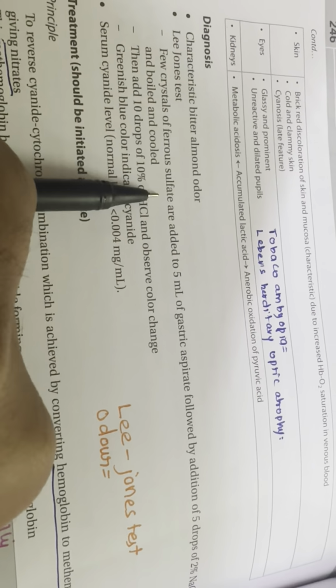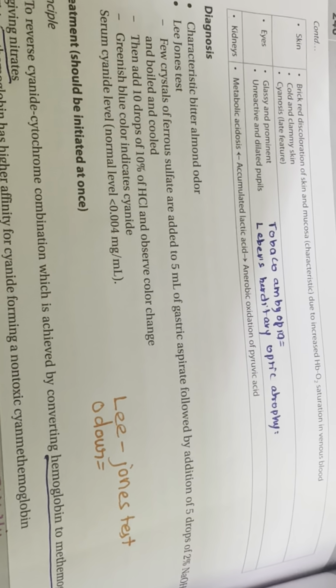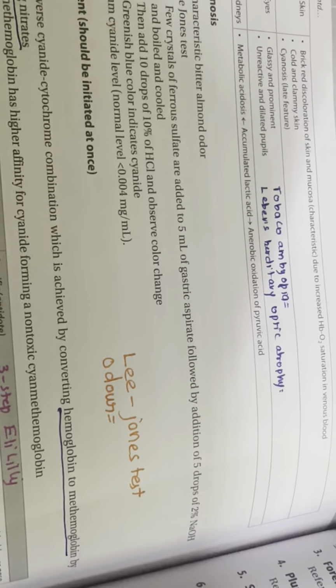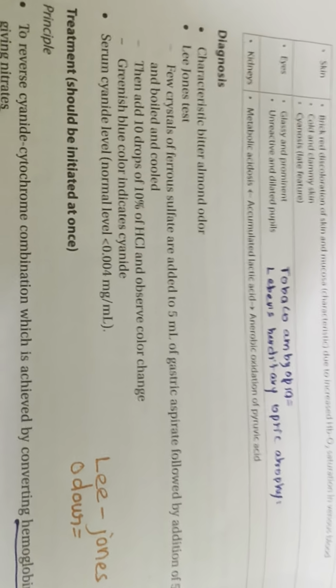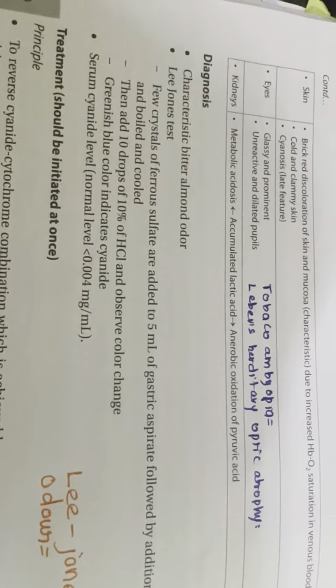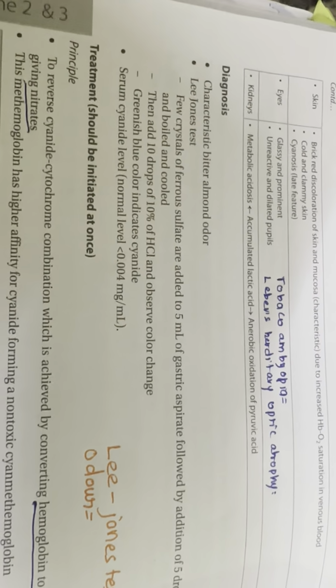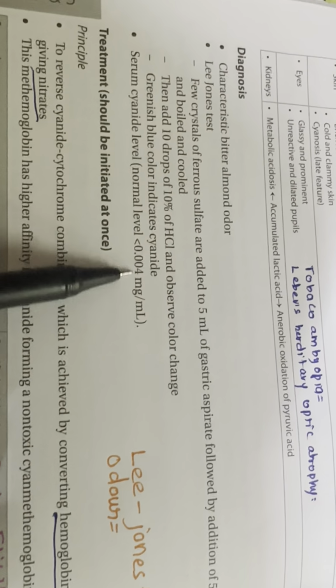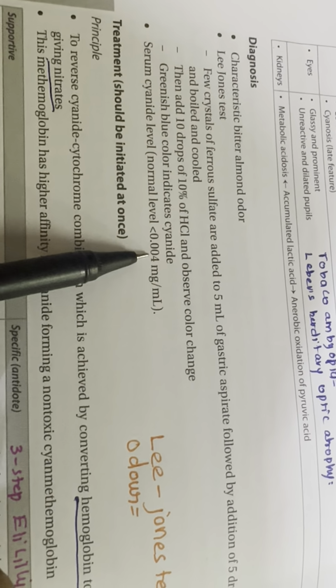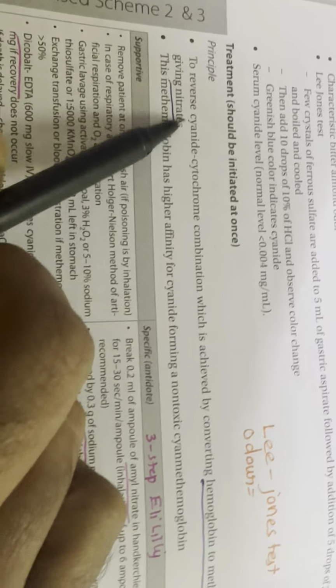Diagnosis: characteristic bitter almond odor, Lee Jones test. A few crystals of ferrous sulfate are added to 5 ml gastric aspirate, followed by addition of 5 drops of 2% sodium hydroxide, boiled and cooled. Then add 10 drops of 10% HCl and observe color change. Greenish blue color indicates cyanide. Serum cyanide level: normal level less than 0.004 milligram per deciliter.